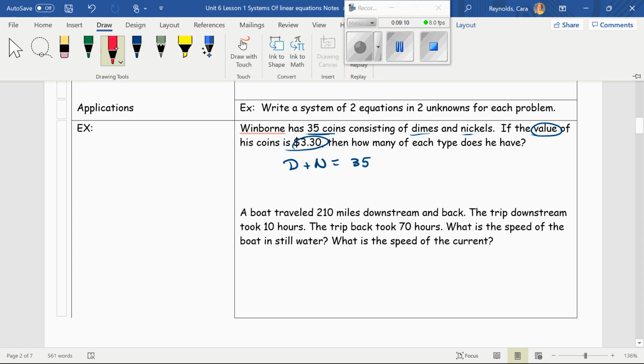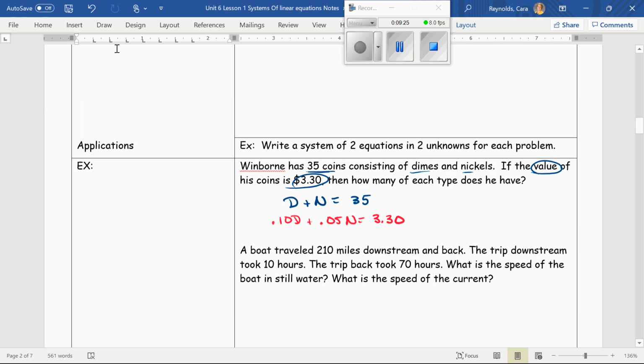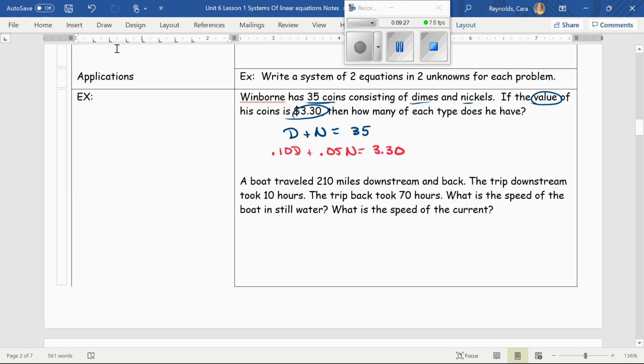So a dime's value is 10 cents. So 10 cents for each dime. A nickel's value is 5 cents. So 5 cents for each nickel. And that total amount is $3.30. You can solve these with substitution or elimination. This one's set up very well for either method. And so go ahead and try to solve that as well.